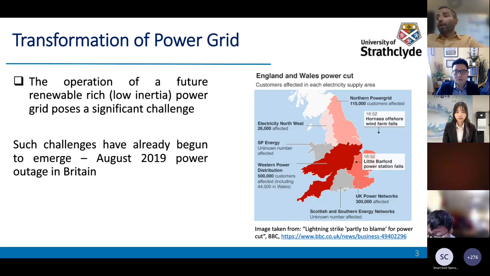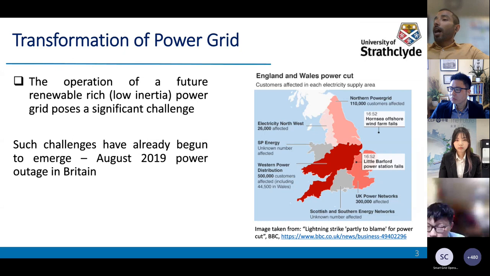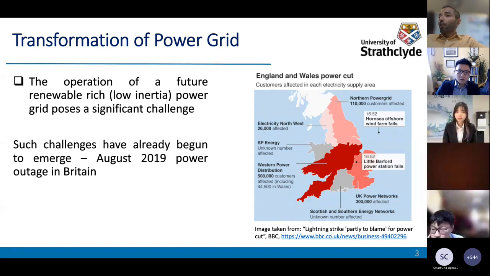Some of these challenges have already begun to emerge, and one such example is the power outage in Britain that took place in 2019. After a lightning strike, two of the generation units coincidentally tripped in the north of Scotland, and subsequently, a few other distributed energy resources also tripped. As a result, almost 1 million customers lost connection to the grid, and severe outages to infrastructure were also faced, for example, to the rail network in London, to hospitals and an oil refinery, and airports were also affected by this power outage.